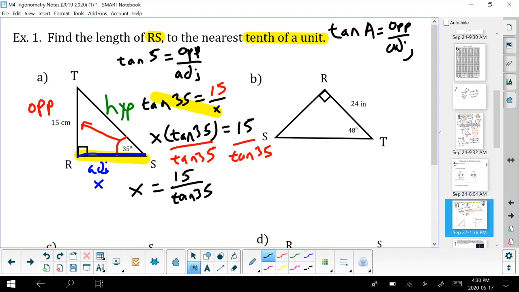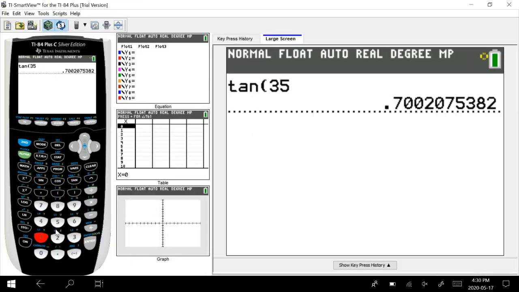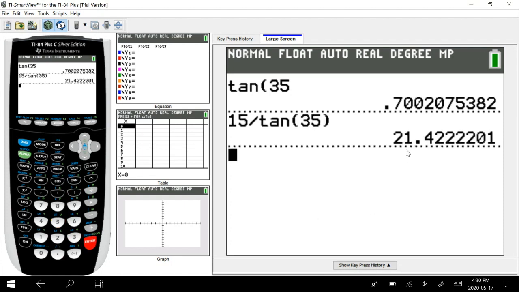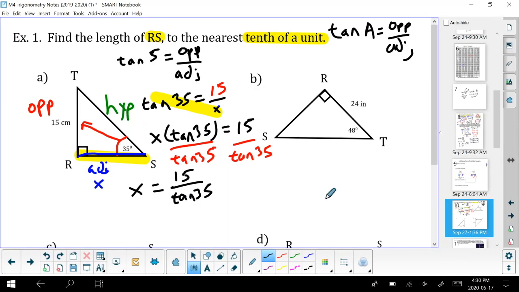And if I were to plug that into my calculator, let's see what I get. 15 divided by the tangent of 35, and let's close off that bracket. We end up with 21.4. So if we were to round that answer to the nearest tenth of a decimal place, we get x is equal to 21.4 centimeters.